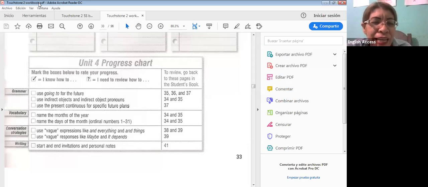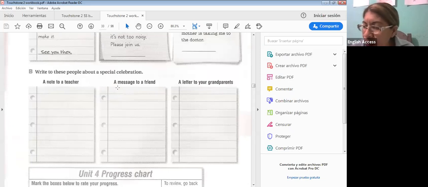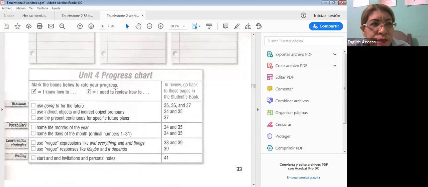And at the end, we have writing. It says write any invitations and personal notes. This is the activity that we did yesterday in lesson B, and the activity that you did above as homework. So this is what we saw in Unit 4. Do you have questions or any doubts about Unit 4?